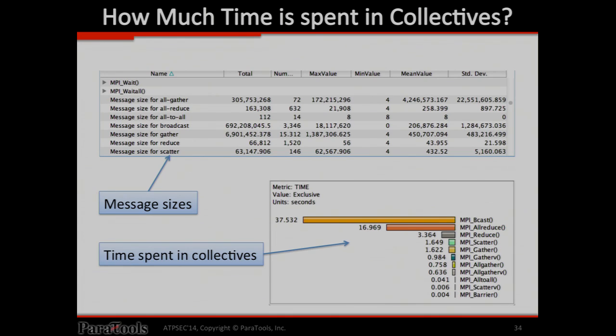And then one thing that we all have to be concerned about on a distributed memory architecture is collectives. So we have special events specifically for how much time is spent in collectives and what were the sizes of the collective messages. So we have MPI bcast, reduce, and so forth. It's very easy to bring up both these windows side by side and see exactly who is slowing your code down or who is not scaling due to some sort of collective operation.